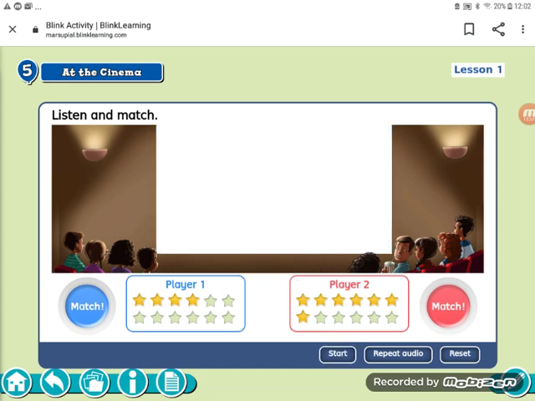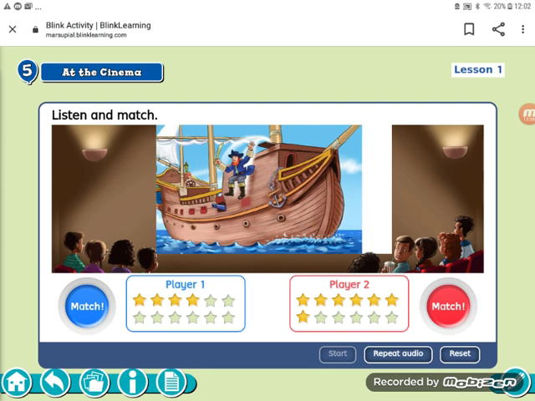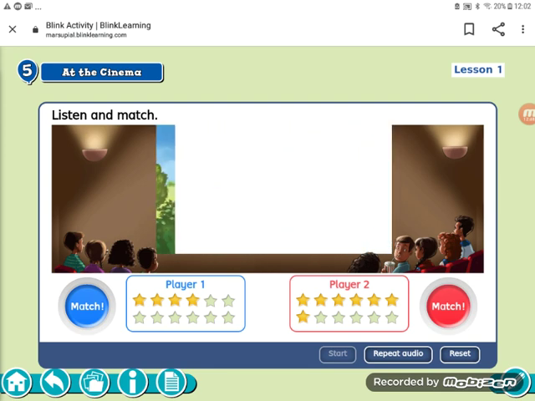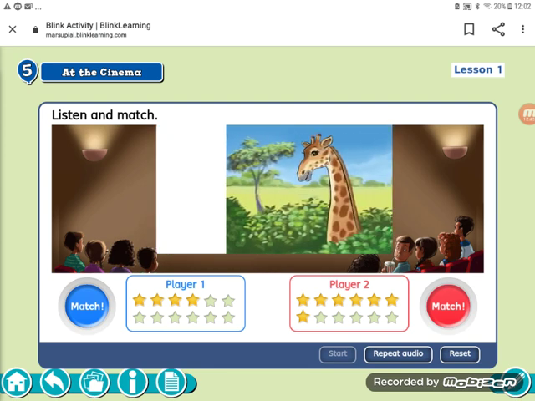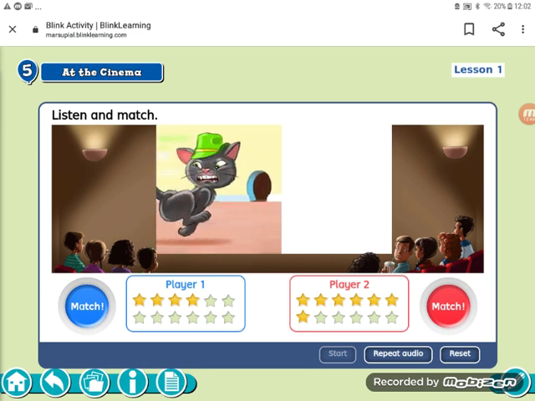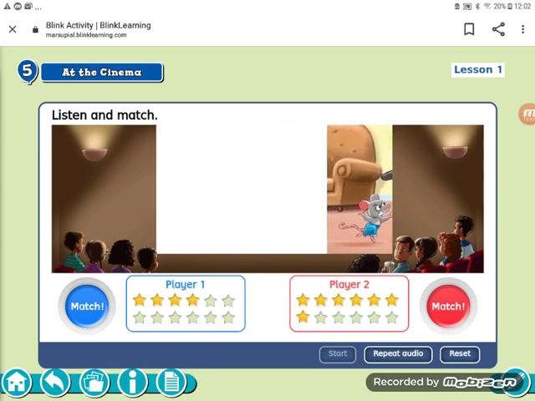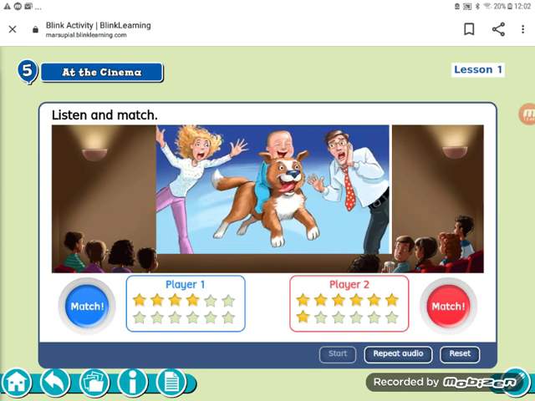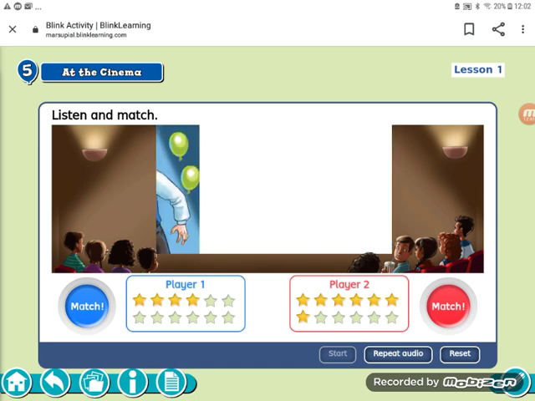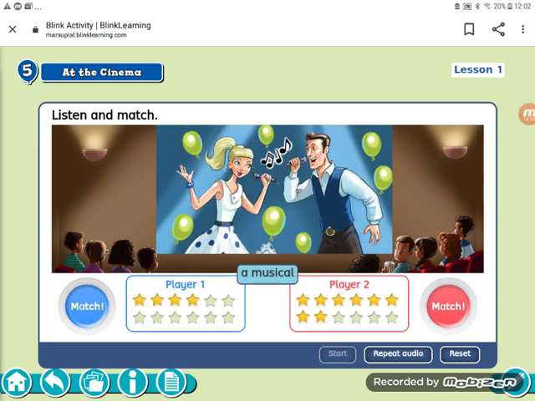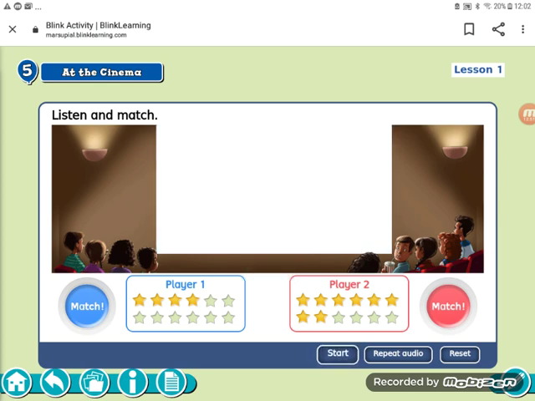Gracias que me estáis diciendo cuando le tengo que dar el botón, si no se me va, ¿eh? A musical. Is it a musical? No. It's an adventure film. This is a wildlife film. This is a cartoon. This is a comedy. Is this a musical? Okay. Yes, I heard you. Es verdad que ya había escuchado yo. Perdonadme. Excuse me. A fantasy film.